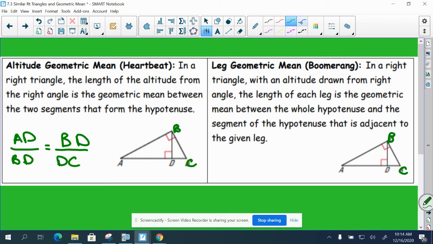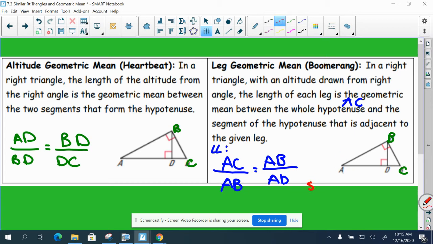Okay, and then the leg theorem says that in a right triangle with an altitude drawn from the right angle, BD, the length of each leg, so AB, is the geometric mean between the whole hypotenuse, AC, and the segment of the hypotenuse it's adjacent to, so either AD or CD. So let's do the long leg. For the long leg here, I'm going to assume that that's going to be AB. Set up a proportion. So they're saying that the long leg is the geometric mean, so AB over AB, between the whole hypotenuse, AC, and the part of the hypotenuse that's adjacent to it, AD.